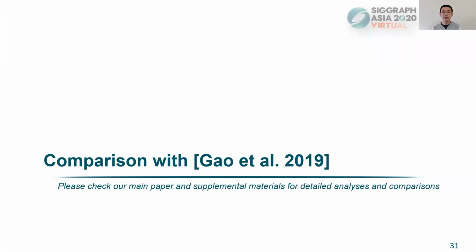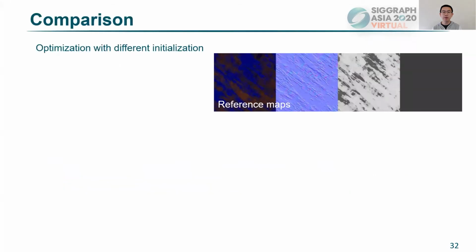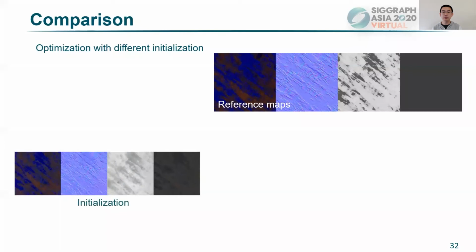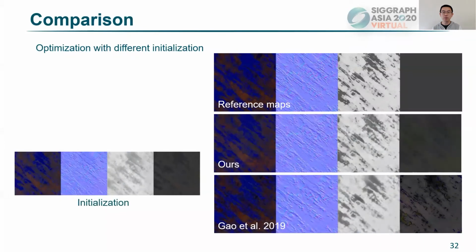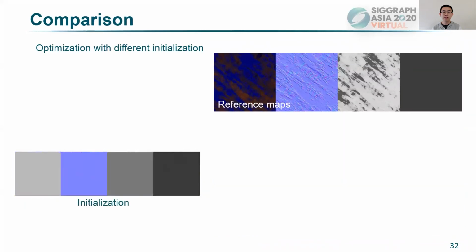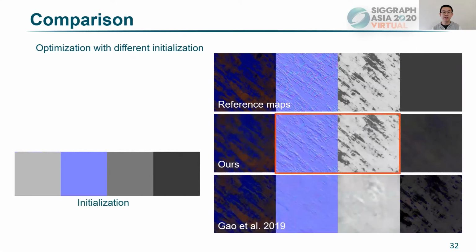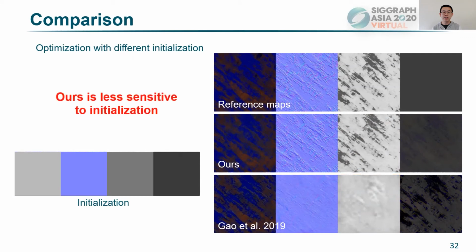Now let's look at some comparisons with Zhao from last year. In this example, I'm going to show optimization results using different initializations. Starting from a relatively good initialization, both of our methods work. If we start from a simple texture map, ours is already good enough to converge to a clean and detailed solution. But this is not the case for Zhao's method. With the regularization of MaterialGAN, our method is robust to the initialization of the latent vector.